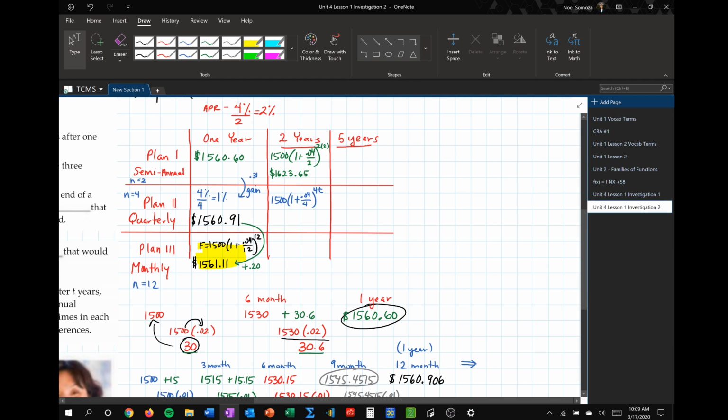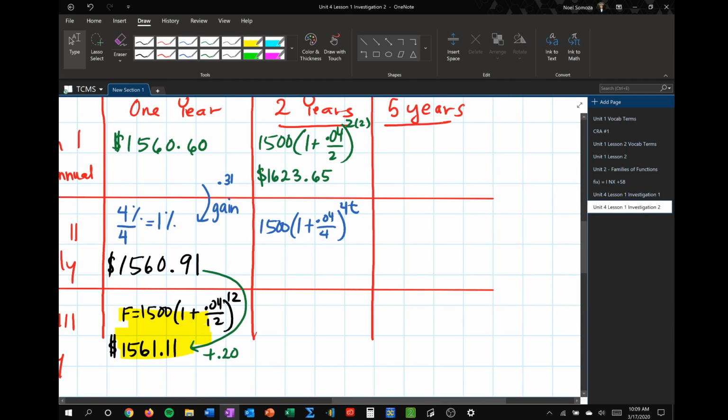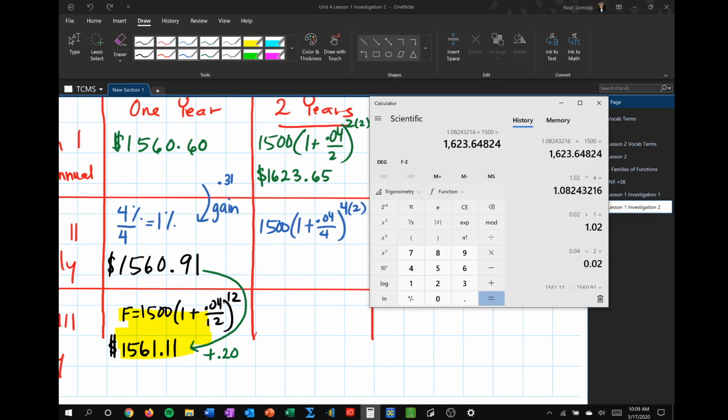Okay, so again, let's work our way from the inside. In this case, t is actually going to be 2. So start from the inside, 0.04 divided by 4. You add 1. You're going to take this now to the power on the outside. 4 times 2, that's 8. Okay, so to the 8th power, and now you multiply that times 1500.